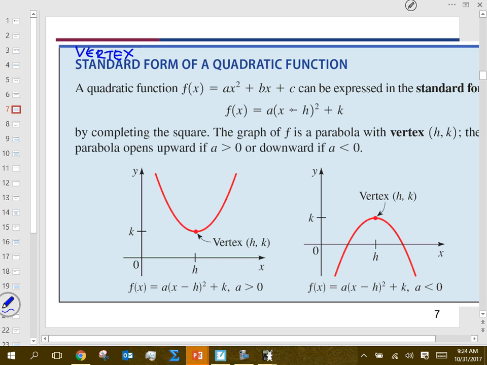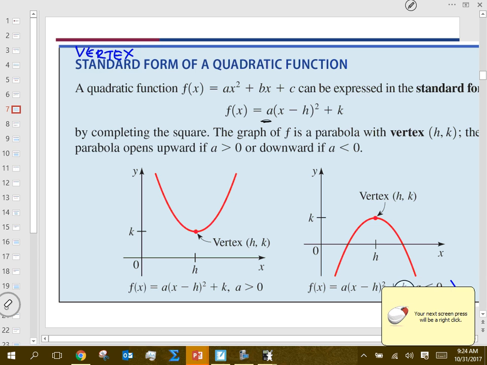Again, looking at this, the function here allows us to look at that a term, and the a term, again, tells us the concavity. If it's positive, it's concave up. If it's negative, it's concave down. So you're seeing that represented in the picture over here, right there, and right there.